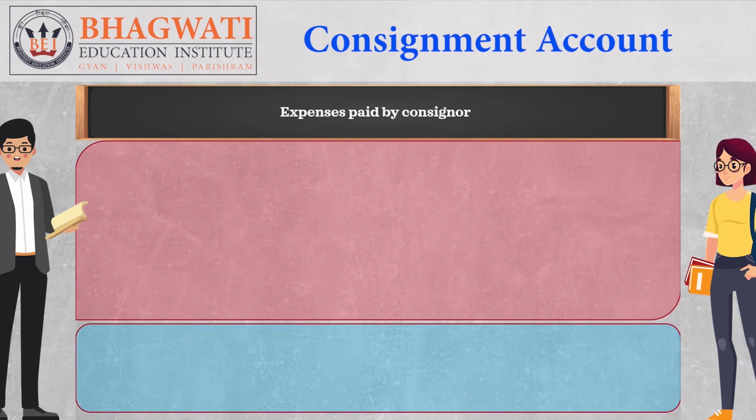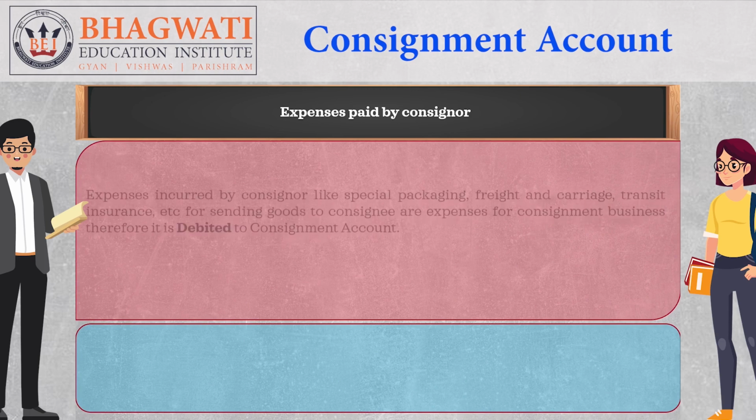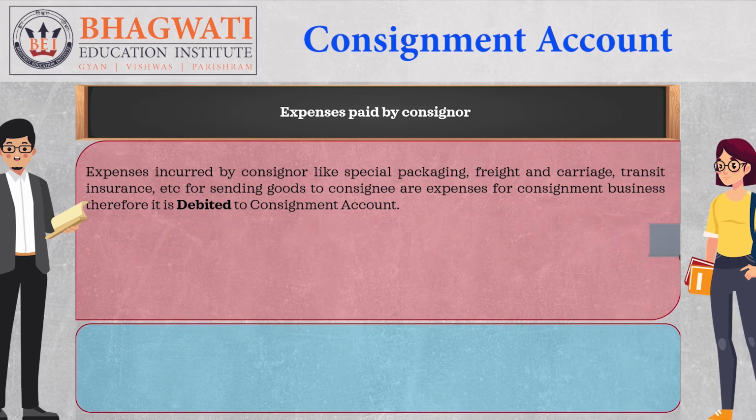The next transaction is expenses paid by consignor. Now, what do you mean by expenses paid by consignor? Generally, consignee might be residing at a different place. So consignor may have to incur certain expenses in order to send goods there. Maybe some special packaging, freight, carriage, transit insurance, etc. All these are nothing but expenses for business. So whatever expenses we incur for consignment business should be debited to consignment account.